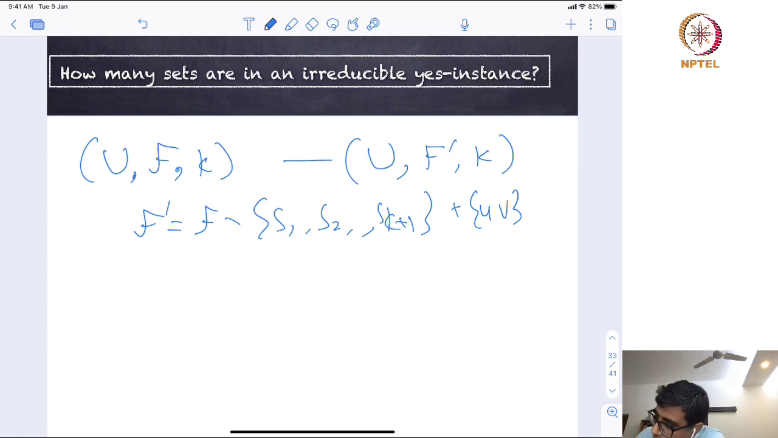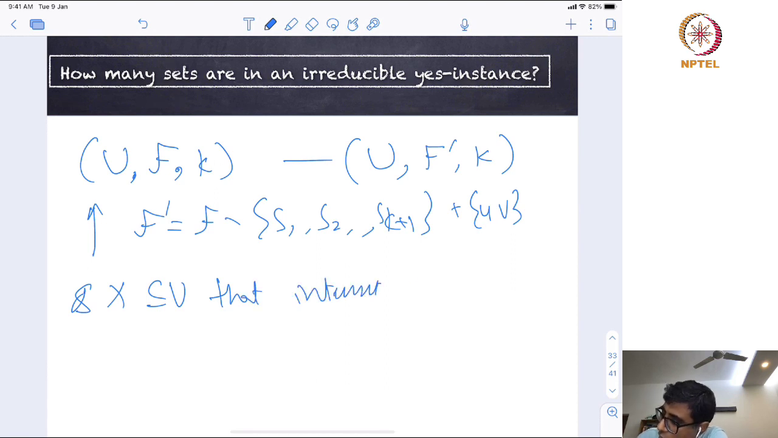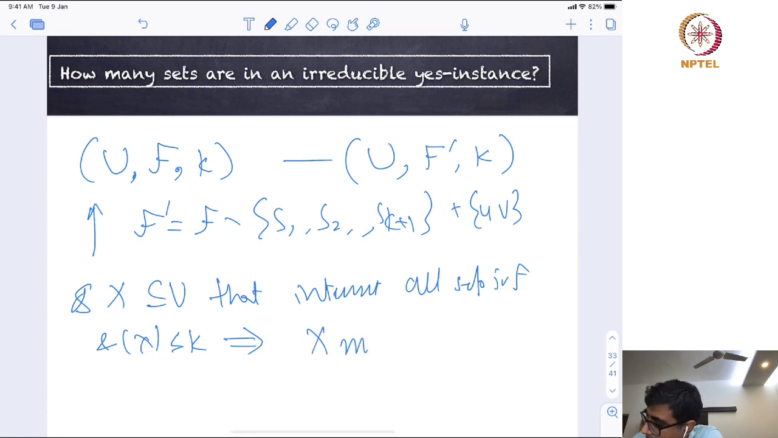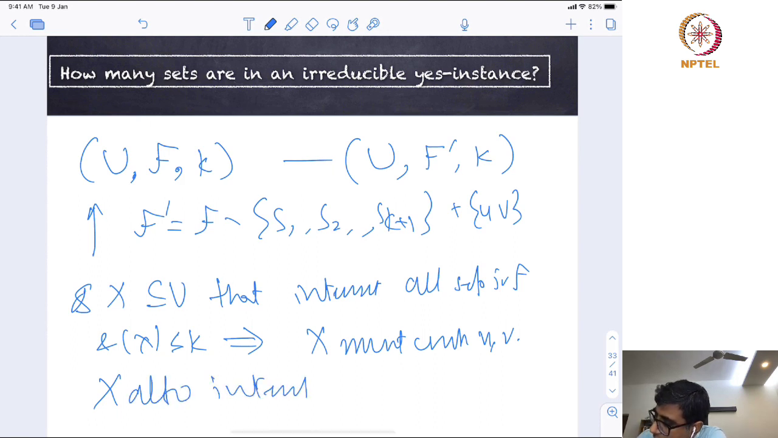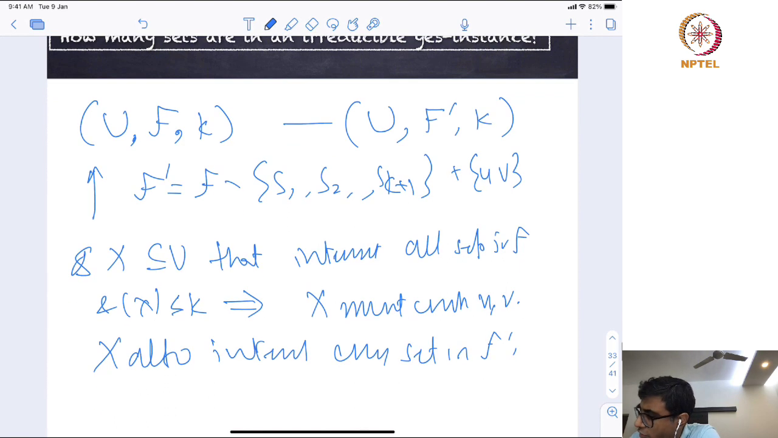Now, let us see what happens. So, look at the forward direction. In the forward direction, you know that if there exists a set X subset of U that intersects all sets in F and |X| is less than or equal to k, implies X must contain u and v. Then I claim that X also intersects every set in F prime. Why? Because look, F prime has all the sets which F contains except S1 to Sk+1, and X is the same, so you have taken care. And now, since X contains one of u, v, X also intersects every set in F.